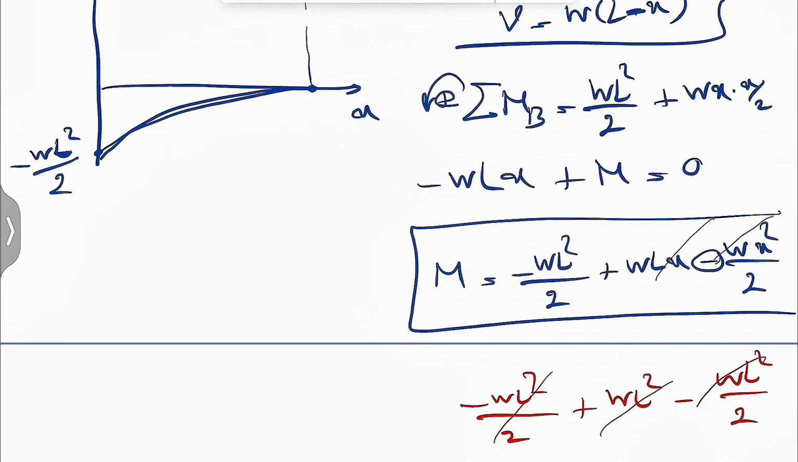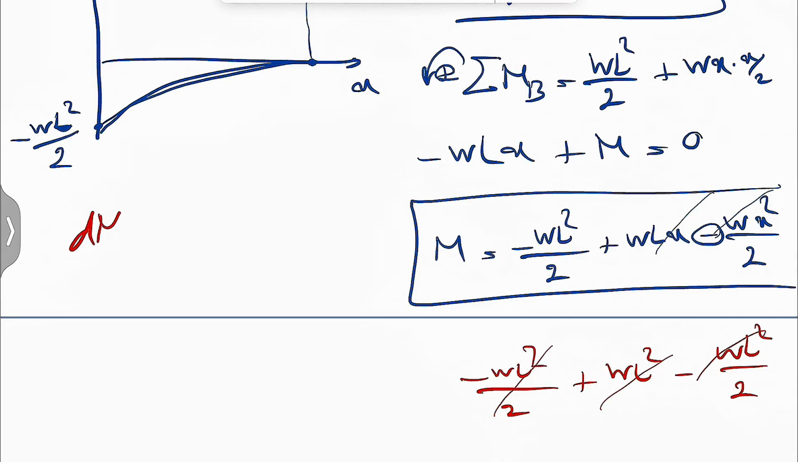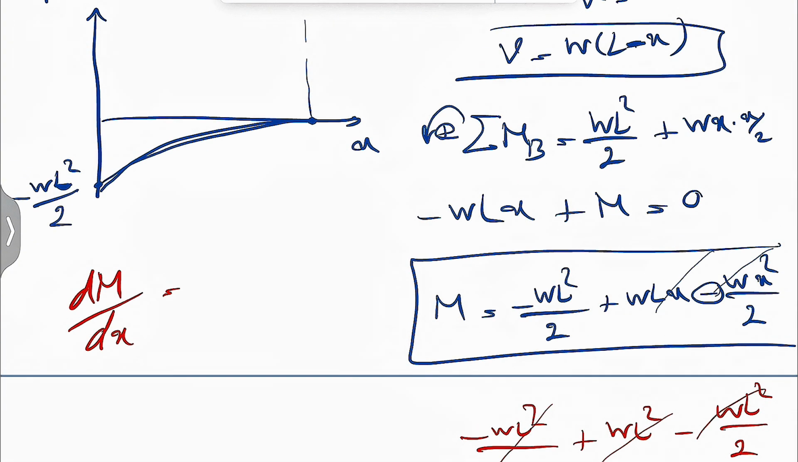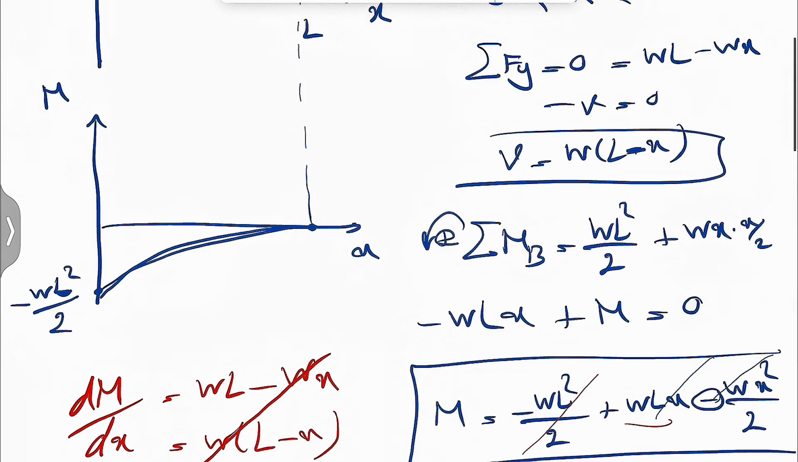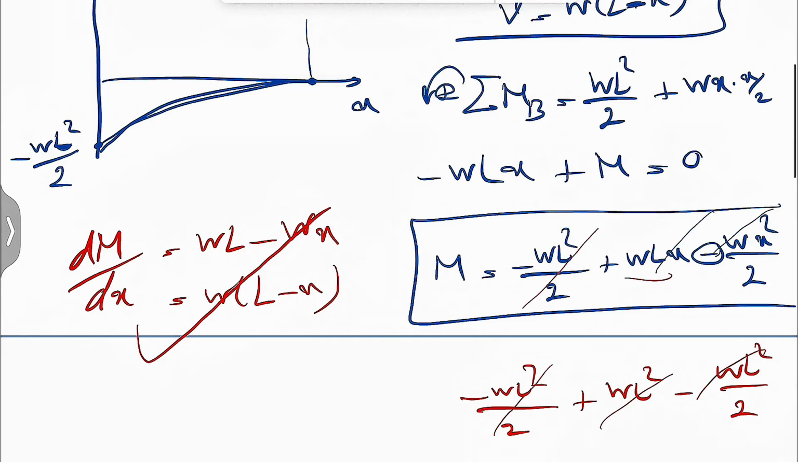And one interesting thing about this, to double check your answer, is that if we differentiate the bending moment with respect to X, we should get what we found for the shear force. So it's going to be 0. We're going to have WL, and from the second one, we're going to have WX. And if we factor W, we have L minus X. Everything's good. And our bending moment diagram and the equation that we have is correct.